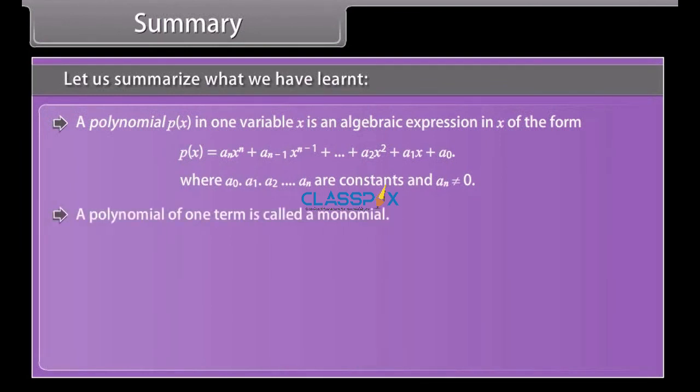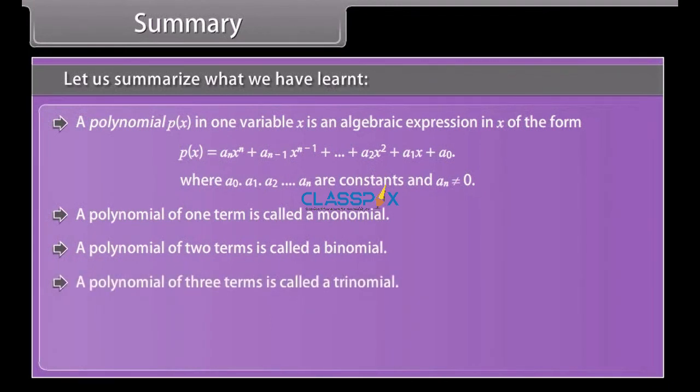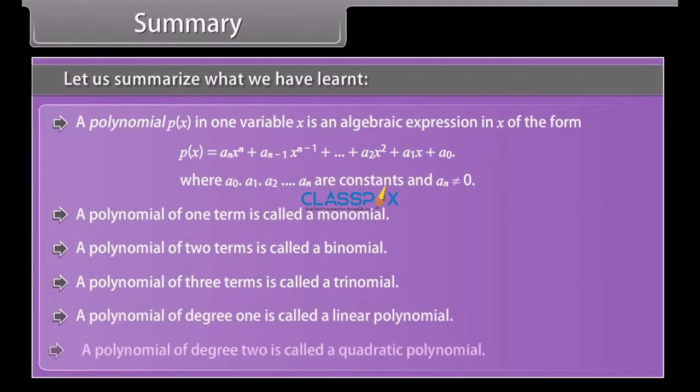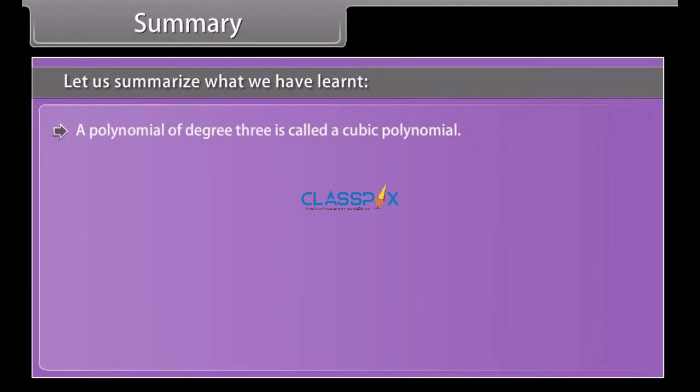A polynomial of one term is called a monomial. A polynomial of two terms is called a binomial. A polynomial of three terms is called trinomial. A polynomial of degree 1 is called a linear polynomial. A polynomial of degree 2 is called a quadratic polynomial. A polynomial of degree 3 is called a cubic polynomial.